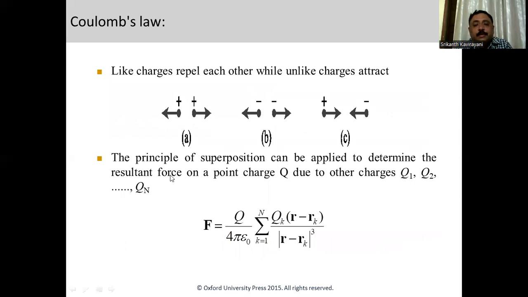So here fundamentally again we need to remember that like charges repel each other while unlike charges attract each other. So if we are having two positive charges, as you can see in figure A, they are repelling, and if there are two negative charges, they are repelling, and if we are having one positive and one negative charge, they are attracted.